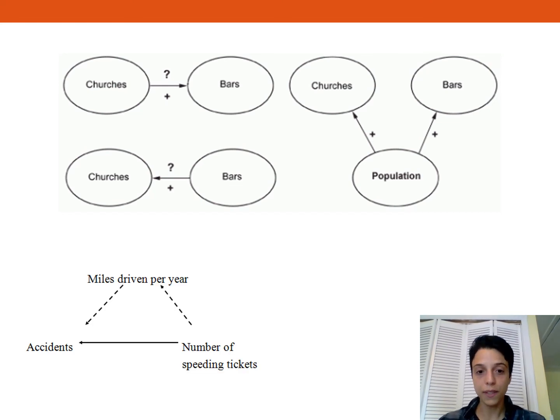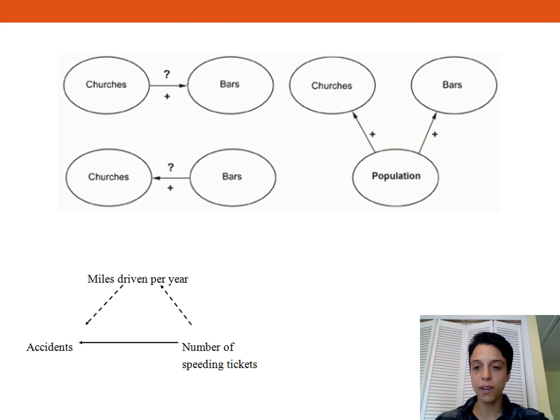Another one is that there's a relationship between traffic accidents and number of speeding tickets. Does this mean that getting tickets causes people to get into traffic accidents? Does it mean that getting into traffic accidents causes people to get speeding tickets? No, not necessarily. And instead, one variable that might cause this spurious relationship would be the amount of time you spend driving in a year. So more time on the road, you're more likely to get into an accident and you're more likely to get a speeding ticket. You could probably also add driving ability on here, right?